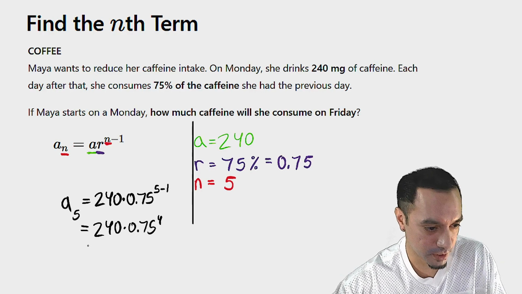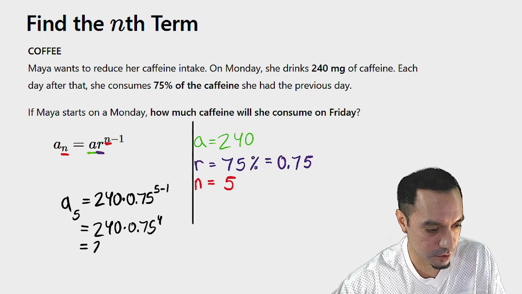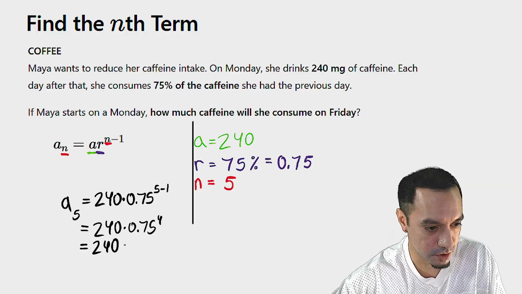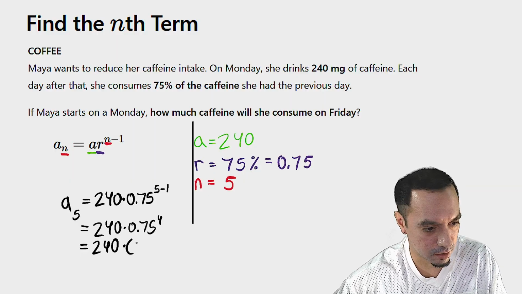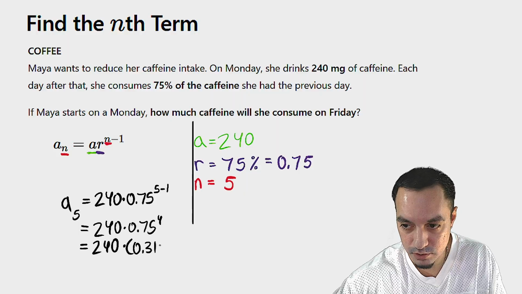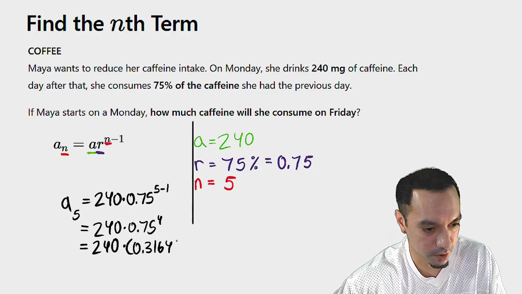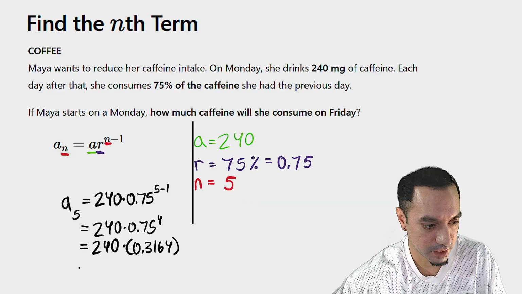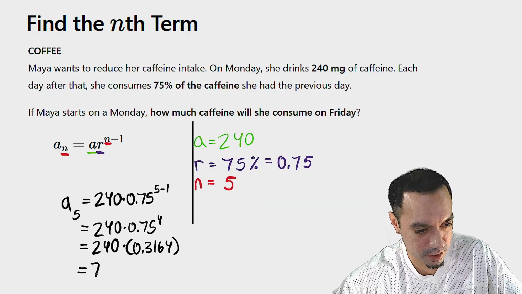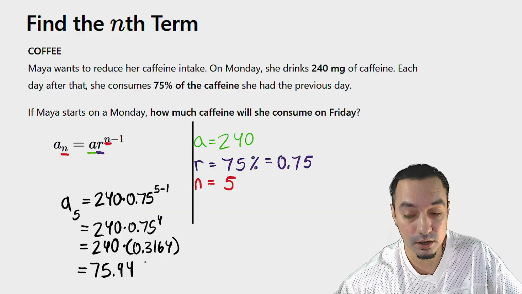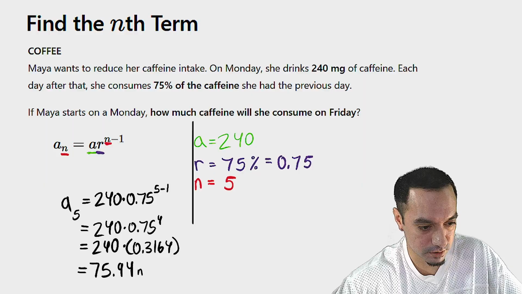When you pop it into a calculator, depending on how much you're doing in the calculator, maybe you just do the exponent first. You're going to get about 0.3164, and I'm rounding it there. And then finally, by Friday, she's only consuming about 75.94 milligrams of caffeine, and that's a rounded amount. Let me go ahead and use our approximated symbol.